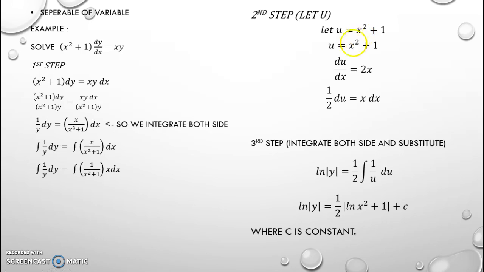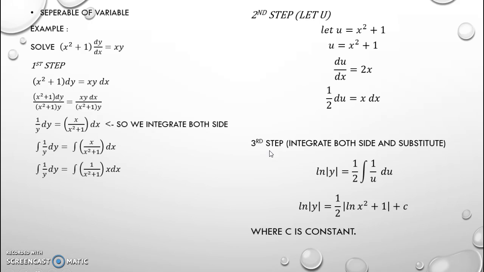When we differentiate u, it will become 2x. The x will move to the left side and it will become 2y. The x will move to the right side and 2 will move to the right side. It will become 1 over 2 du equal to x dx. This we will substitute in this.